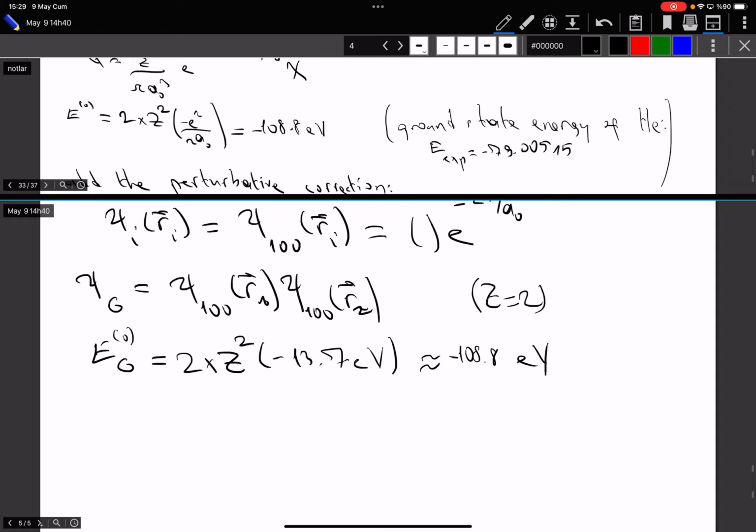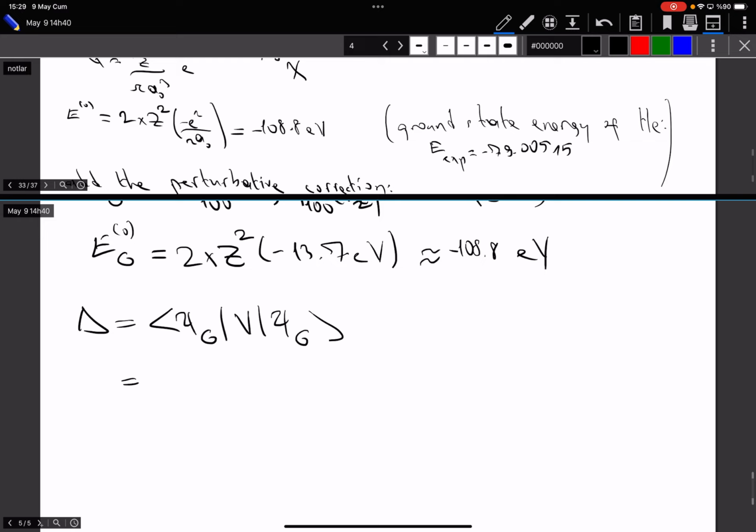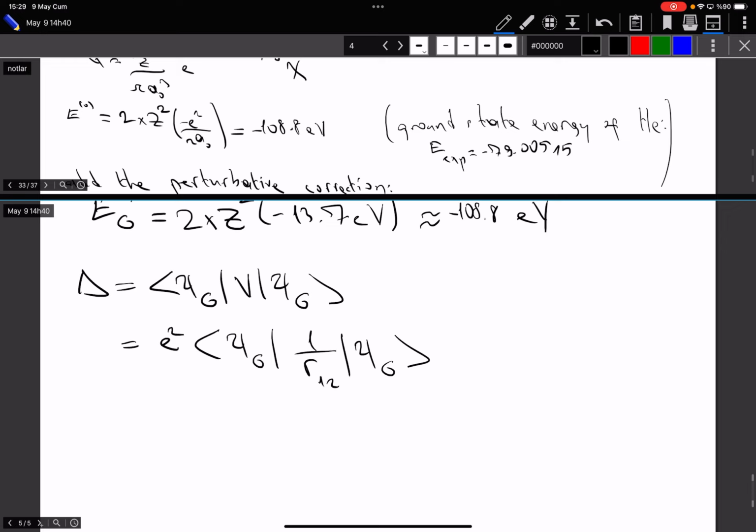Now the first correction, due to this perturbation. So how do you calculate the first correction to the energy? It's just the expectation value of V, or e squared over R12. Now the question is how to calculate this.